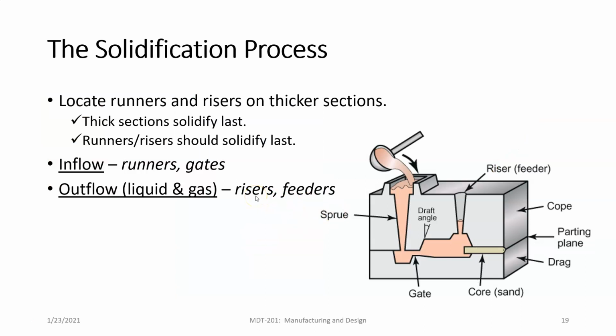All right, and so continuing on the solidification process, it's going to help us to locate runners and risers on the thicker sections, right? Runners and risers. Remember, risers are areas where we can have overfilled liquid that is going to be drawn down when the solidification occurs, okay? We have inflow from the runners and gates, right? This is a gate. And we have outflow, right? As the solidification happens, there's going to be gases that are escaping. And so these can come out of the risers and the feeders, right?